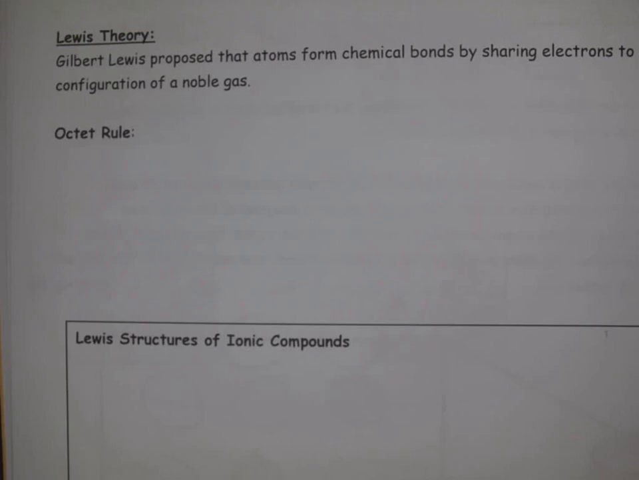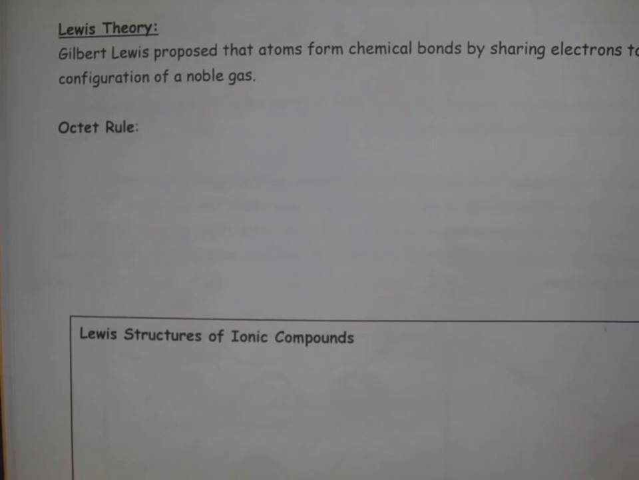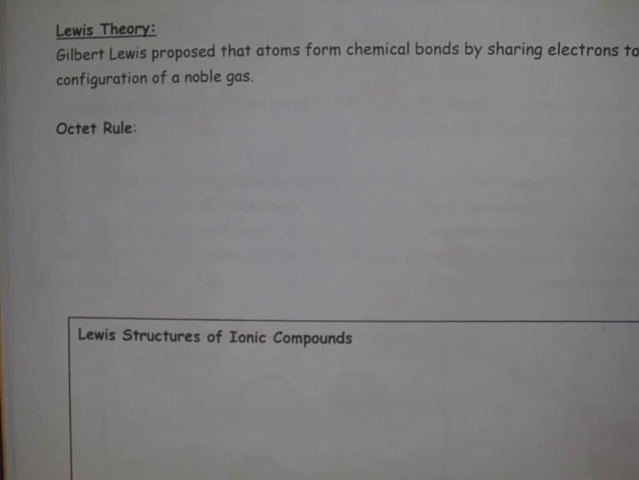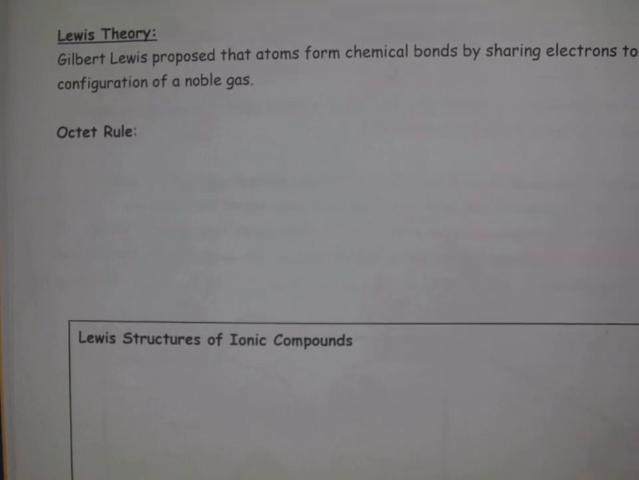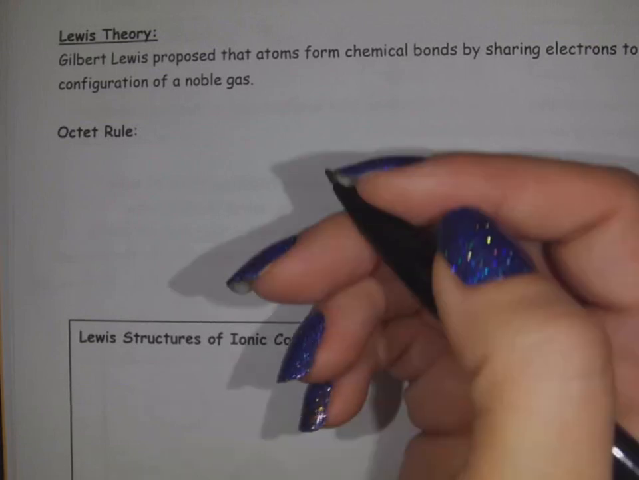So what is the octet rule? It's the idea that atoms, if they feel like they have 8 valence electrons, are really similar to noble gases, and what we know about noble gases is that they don't react, that they're relatively stable. So let me give you an example of this.